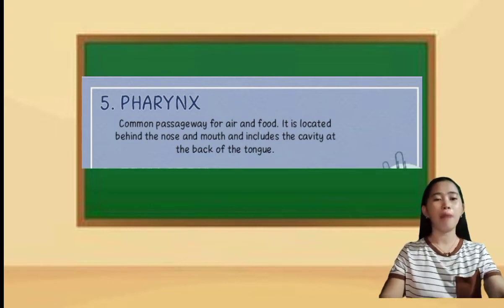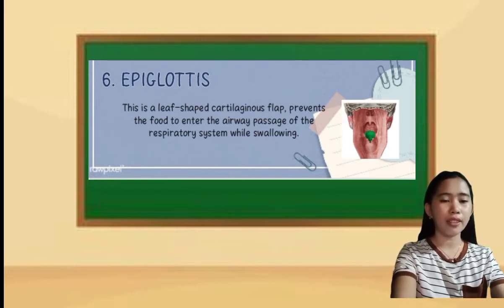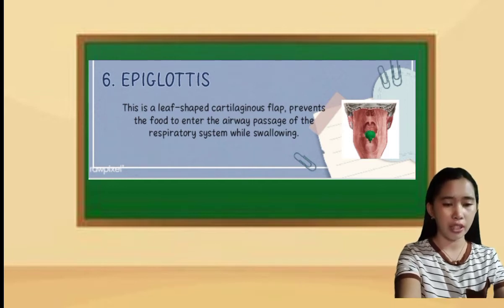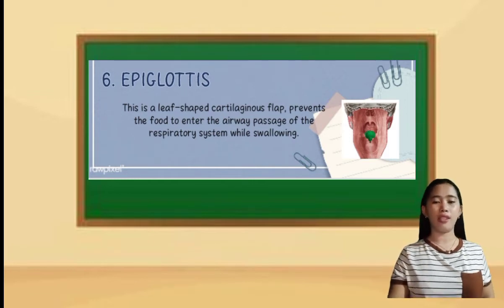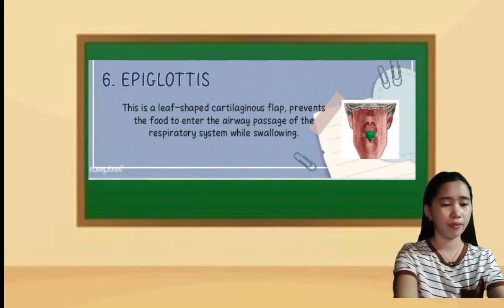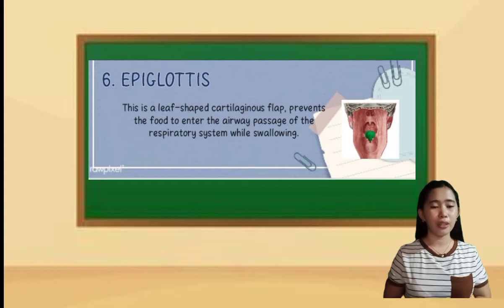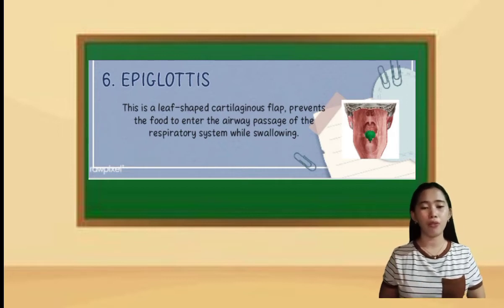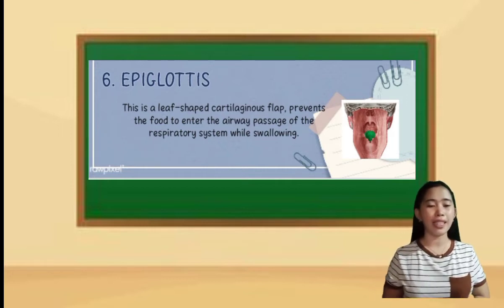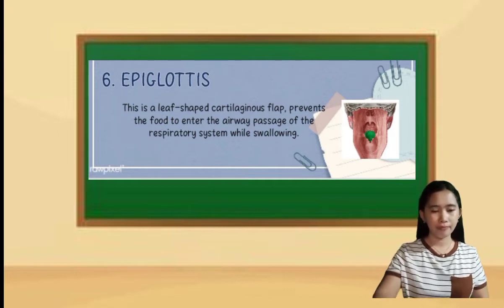Next one is the epiglottis. The epiglottis is a leaf-shaped cartilaginous flap that prevents food from entering the airway passage of the respiratory system while swallowing. So the epiglottis, this cartilaginous flap, which has the shape of a leaf, keeps food from passing into the respiratory system's airway while being swallowed.